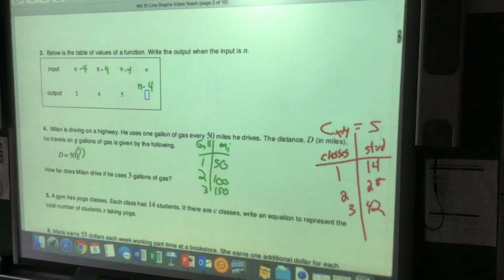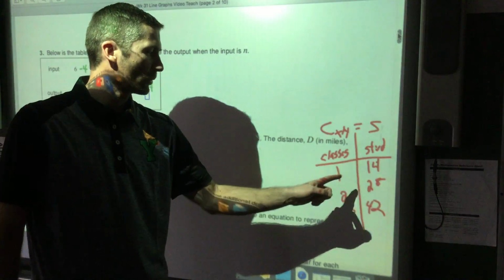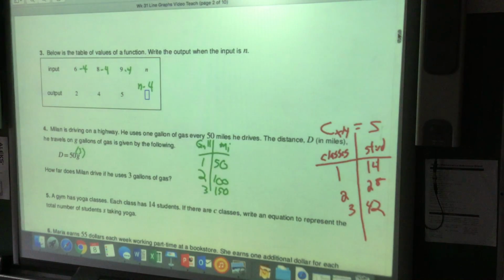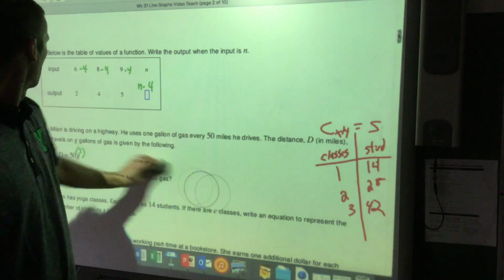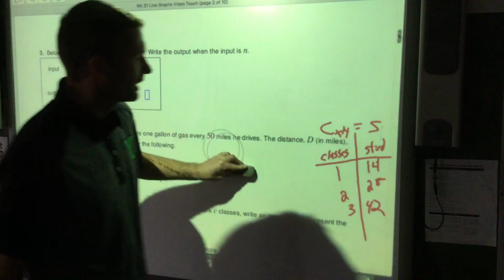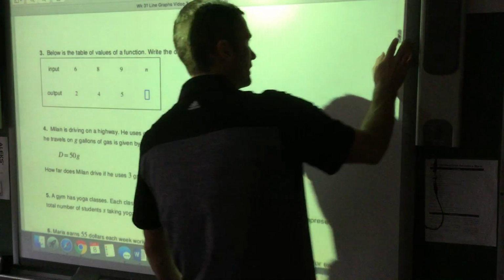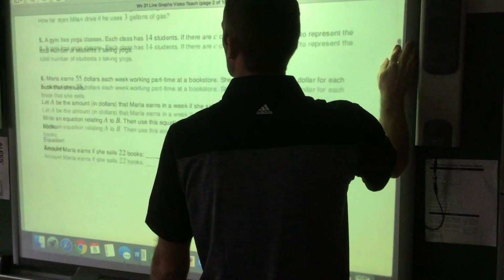That is my equation. You could do S divided by 14 gives you C. This one makes more sense. Either one will work for you. Remember, you can write that as C times 14. You can't write C14. You could write 14C. Flip it a little bit.